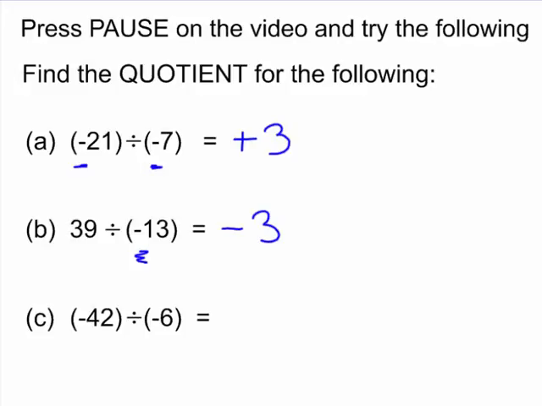And lastly, -42 divided by -6. So I have 2 negative signs, that's an even number. So my answer should be positive. And then how many 6s fit inside a 42? Well, I happen to know that 7 of them fit inside, so the final answer there is positive 7.